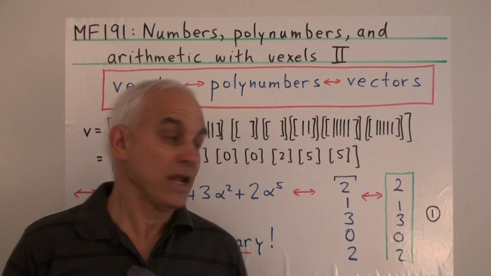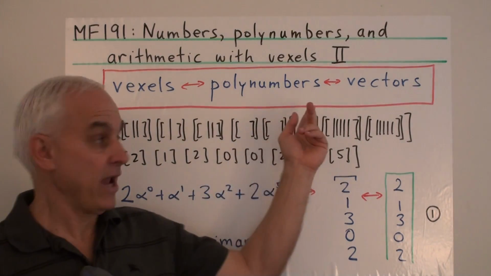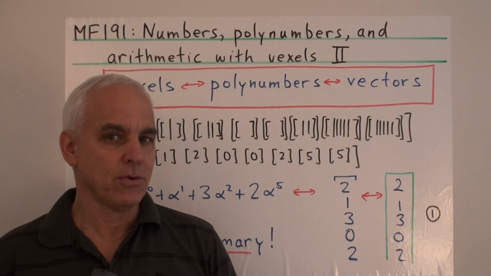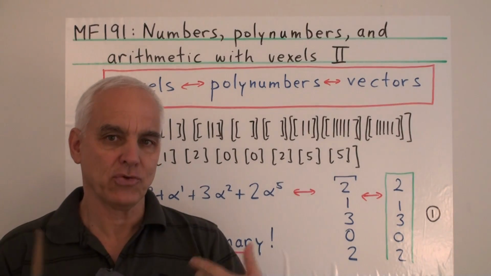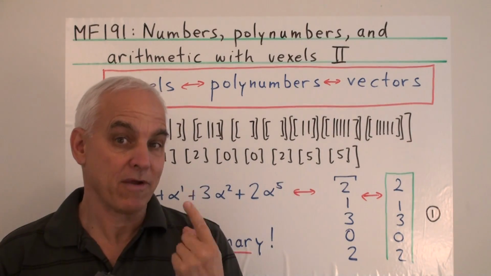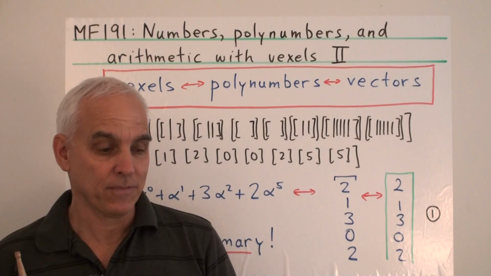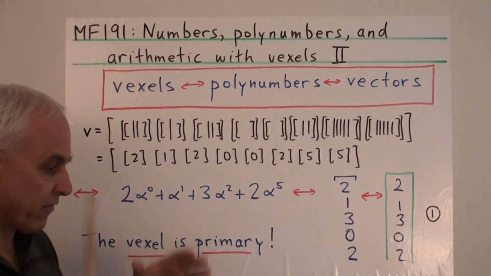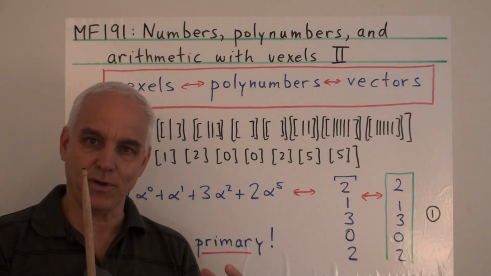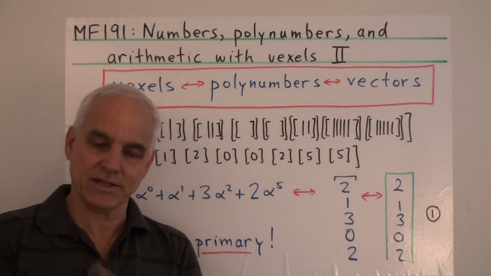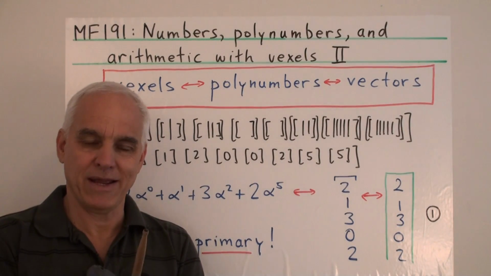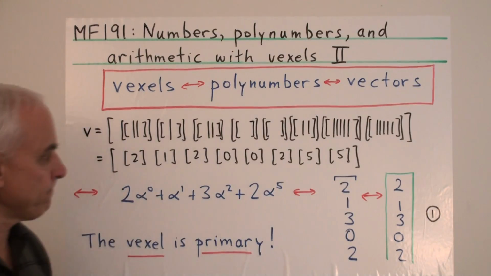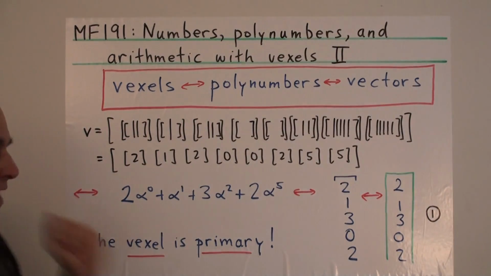We've been talking about the relationship between polynumbers and vexels, or vectors, and now we want to incorporate natural numbers, or particularly the Hindu-Arabic form of natural numbers, into this story. It turns out that fits very nicely. So we're going to have a kind of convergence of several seemingly different kinds of objects, all somehow captured by essentially the same mathematical configuration. That configuration is that of a vexel.